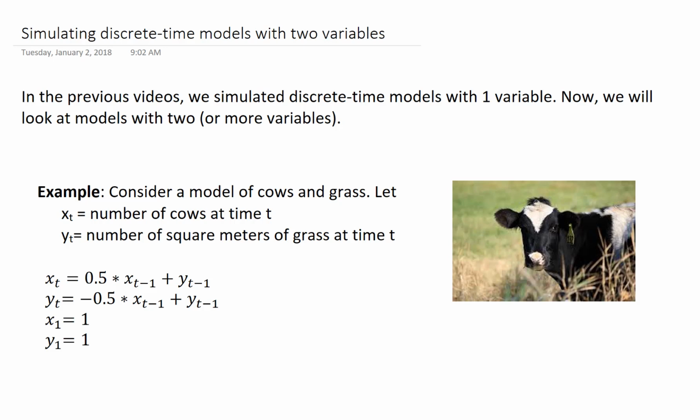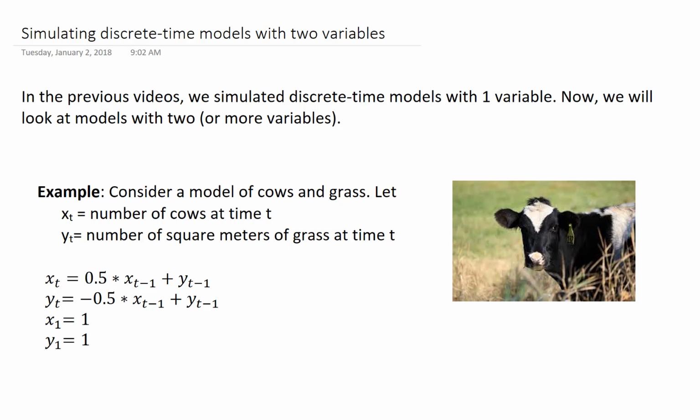So as an example, consider a model of cows and grass. Let x sub t be the number of cows at time t, and let y sub t equal the number of square meters of grass at time t. So here's our model. Notice that it looks a little bit complicated, and the reason it looks a little complicated is that these equations are coupled.